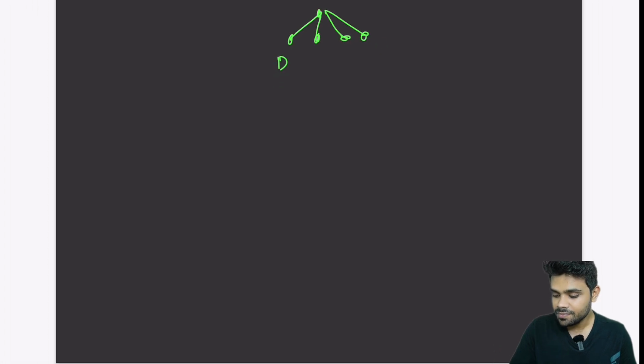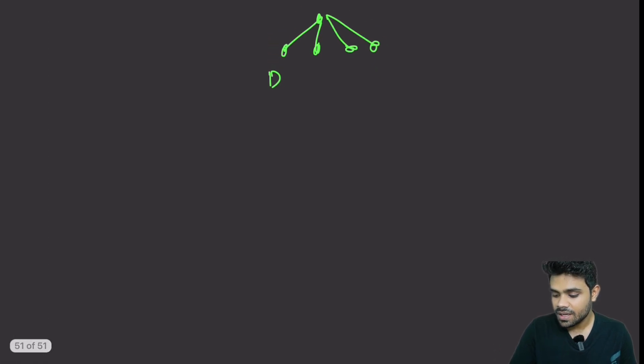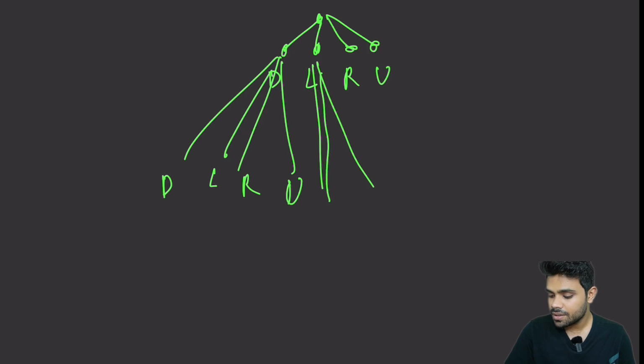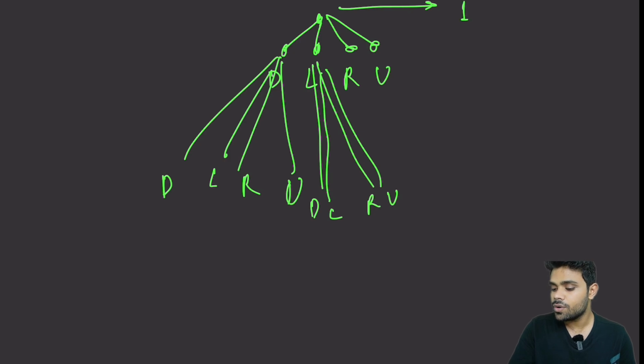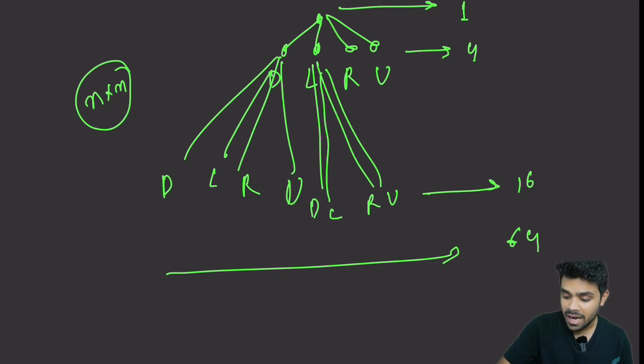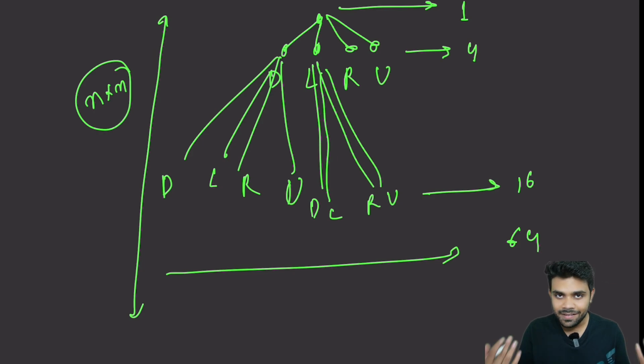First down, then left, then right, then up. Now from here also 4 possible options: down, left, right, up. Here also 4 possible options: down, left, right, up. So at this level we have only 1 node, at this level we have 4 nodes, at this level we are going to have 16 nodes, and the next level we are going to have 64 nodes. So this is going to be the recursion tree. It will keep expanding, and the height of the recursion tree is going to be equal to n cross n. So basically that many levels are going to be there.